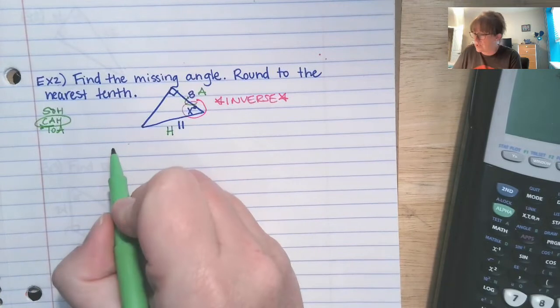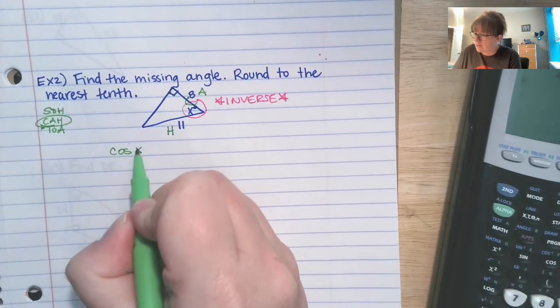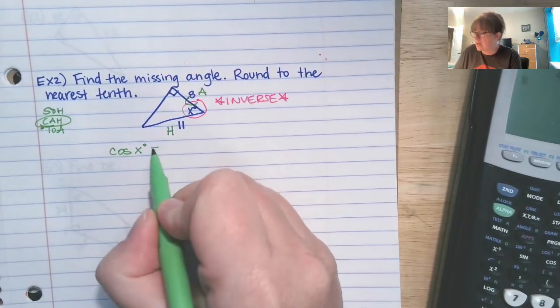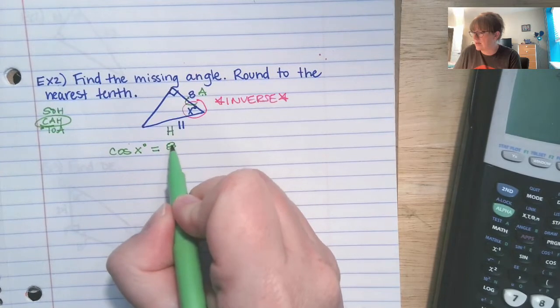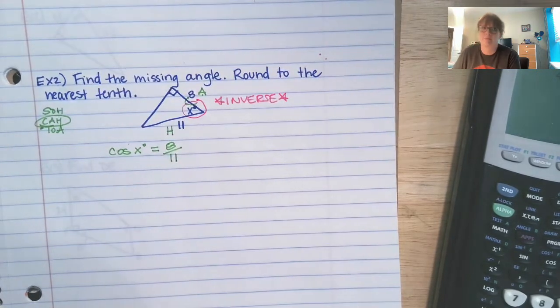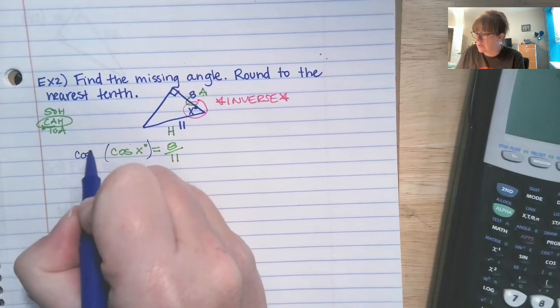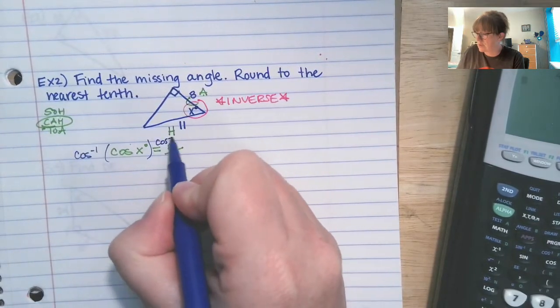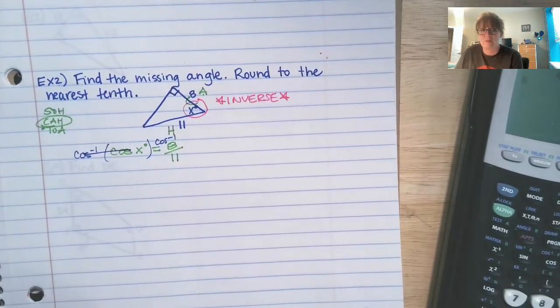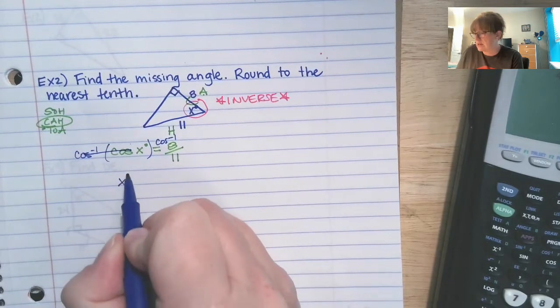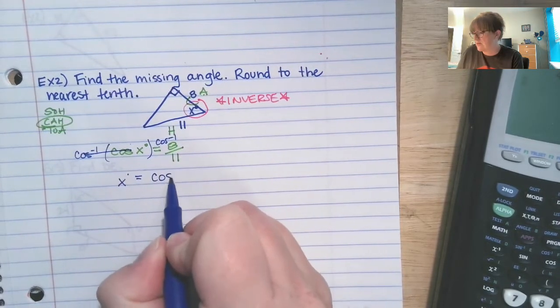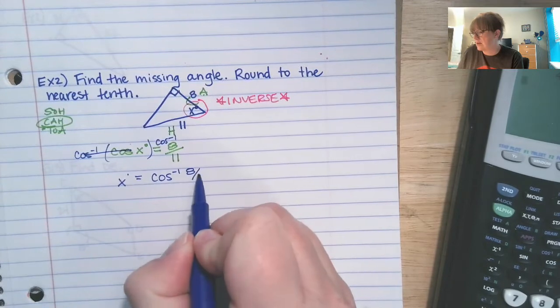Okay, so we're going to do cos of some angle that we don't know equals the adjacent side over the hypotenuse side. We want to get x by itself, so we need to divide by cos, which isn't possible. So we're going to go cos inverse. Cos inverse times cos goes away, so we get x equals cosine inverse of 8/11.